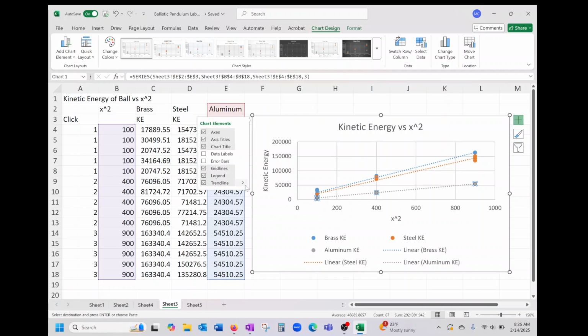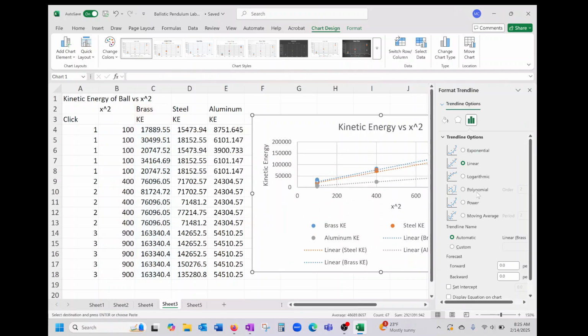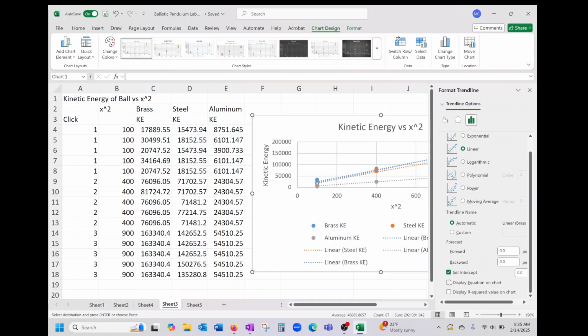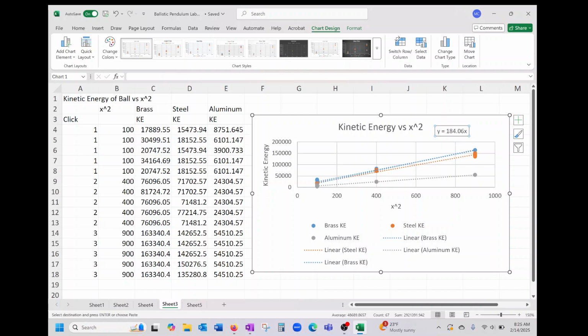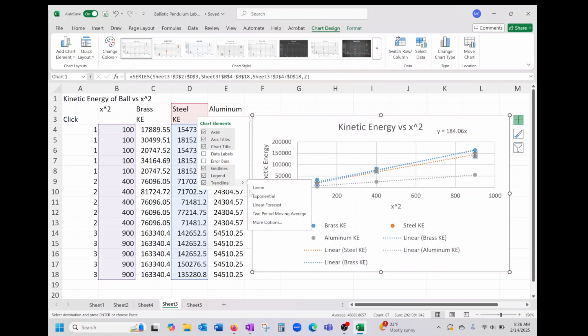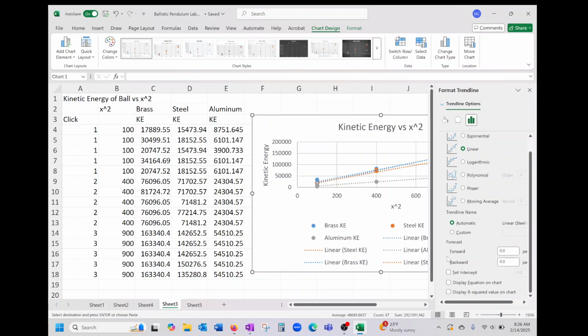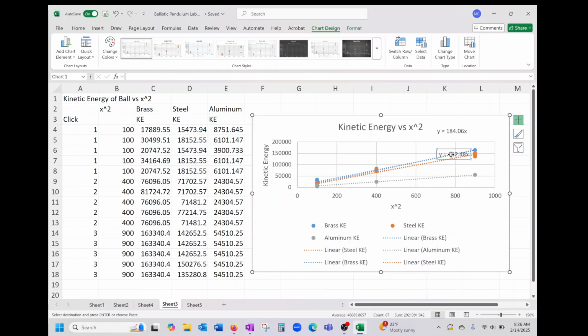So the last thing we're going to need to do is actually get the equation. So if we click on the blue dots again, oh, that's an orange dot. Click on the blue dots, go to this little arrow over here, and we want more options. We're going to set the intercept to 0, 0, and then display the equation on the chart. And so that gives us one equation here. Then we do that for the orange points. We go back to the menu, more options on our trend line, set the intercept and display the equation on the chart. And that gives us another one.